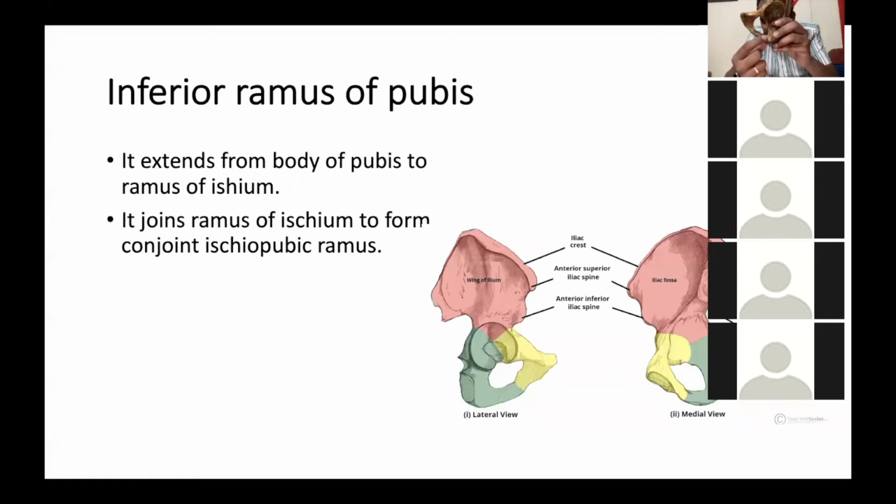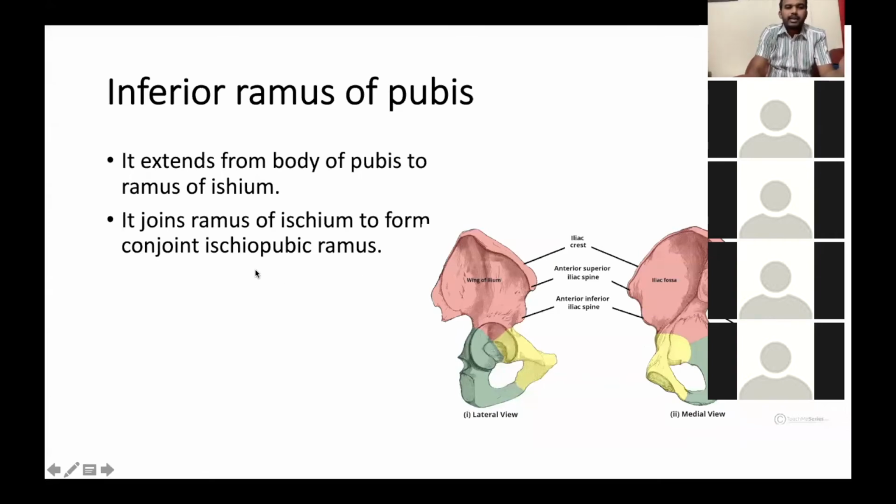This ramus is formed by two things. It is formed by the ramus of pubis and by the ramus of ischium. Yes or no? Both rami are joined to form the conjoint. They are together forming this ramus, hence it is called the ischiopubic ramus.